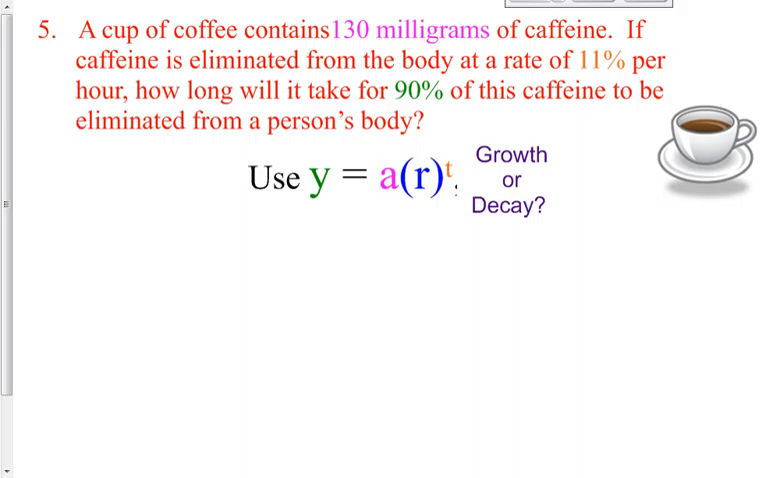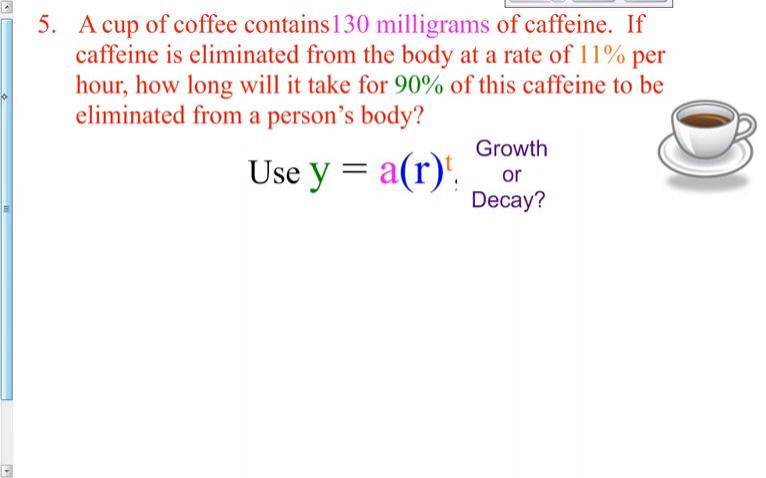Problem number 5, this one's kind of interesting. A cup of coffee contains 130 milligrams of caffeine. If the caffeine is eliminated from the body at a rate of 11%, how long will it take for 90% of this caffeine to be eliminated from a person's body? So when you drink caffeine in the morning, how many hours does it take for 90% of that caffeine to be out of your system? Well, it's going to be a decay problem because your body is getting rid of that caffeine. It's eliminating it, which would mean it's exponential decay.